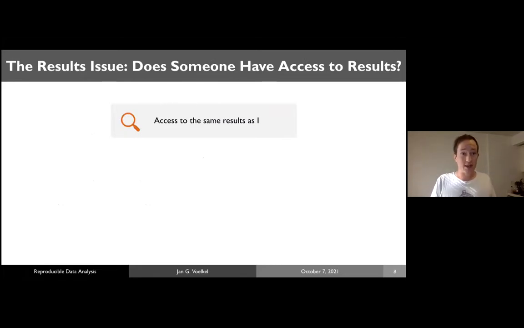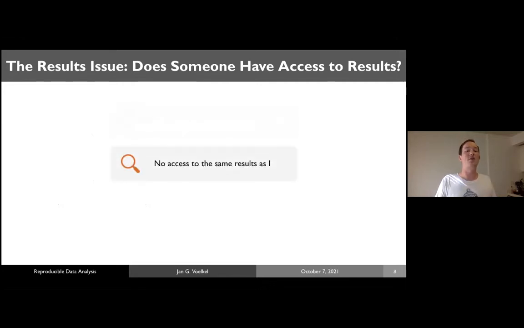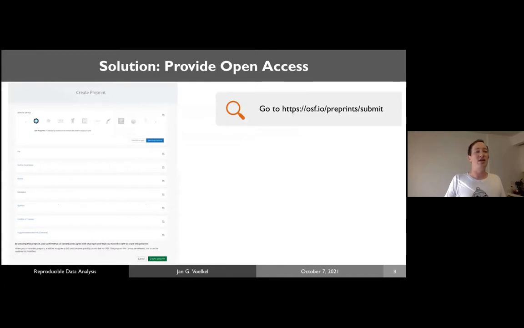Does someone who wants to reproduce my findings have access to the results? The person who conducts the analysis and wrote the paper will have access to the same results, but it might be that someone else does not. And this very much overlaps with the issue of open access. There might be a person at a different institution who doesn't have access to your paper, so they can't even figure out what your results were. Or they might have read a summary about it, but they cannot figure out what specific results you had.